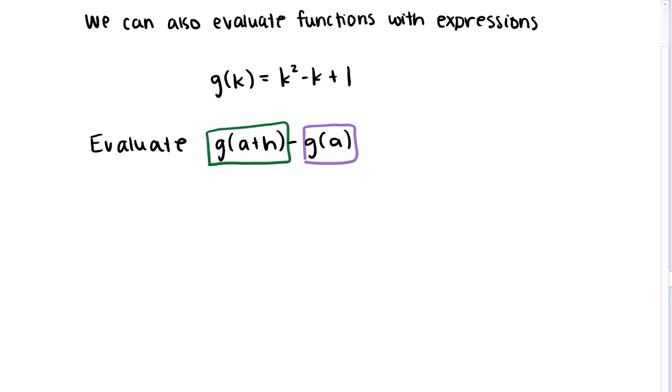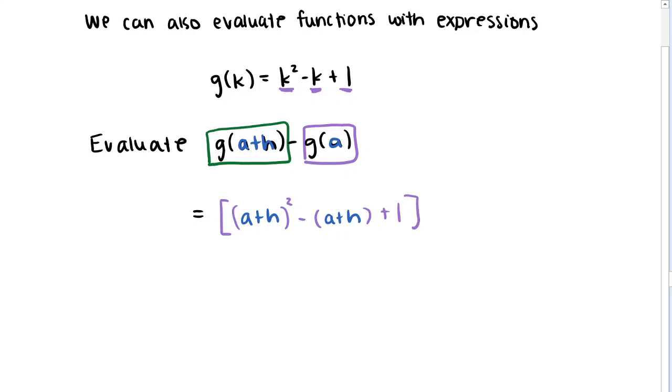So let's go ahead and do that. Maybe I'll use blue to represent the inputs for these functions. This first part, g of a plus h, just means take our input variable, and wherever we see it in our expression, replace it with a plus h. So here I have a plus h squared from this first part, squaring our input, and then we're going to subtract away our input, so minus a plus h, and then we're going to add 1.